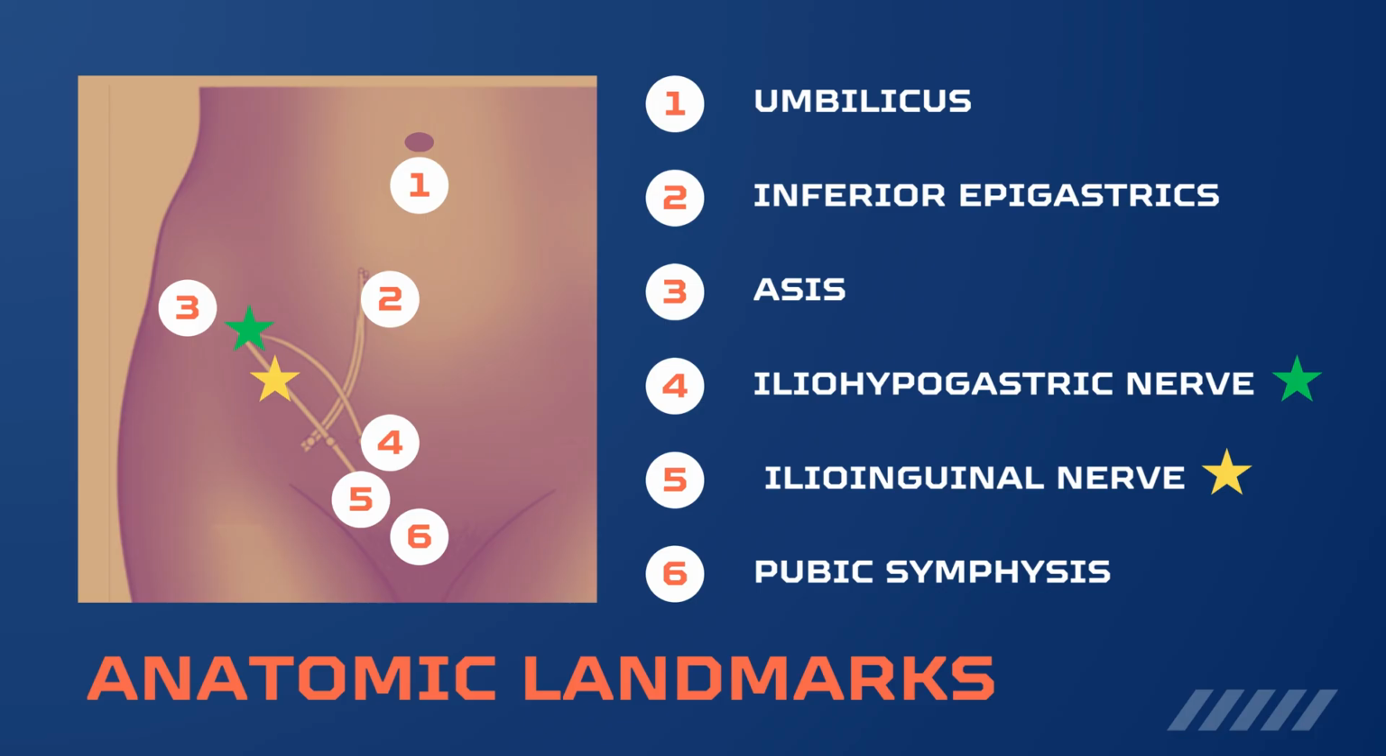We want to inject the local anesthesia in the plane between the fascia and muscle where the nerve pierces through the fascial layer. The ilioinguinal nerve enters the abdominal wall about 3 cm medial and 4 cm inferior to the ASIS. The iliohypogastric nerve enters 2 cm medial and 1 cm inferior to the ASIS.